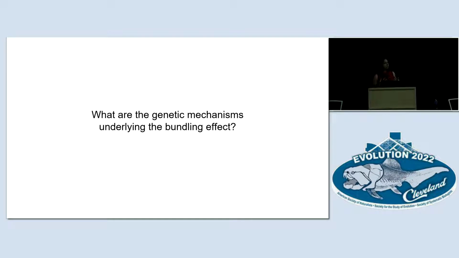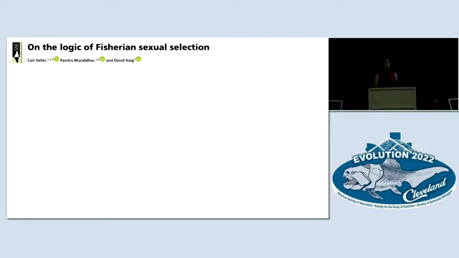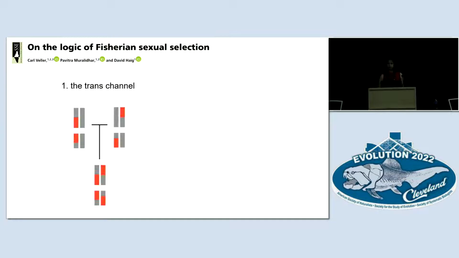So with this, we established that, okay, the bundling effect is real and it seems to be playing an important role in the purging of introgressed ancestry. But we also really wanted to dig into the genetic mechanisms that underlie this bundling effect of assortative mating. And to do this, we turned to work done in a slightly simpler setting of two locus Fisherian sexual selection. In this previous work, we had identified two distinct mechanisms, or two distinct channels, through which sexual selection occurs. And I'm going to present those two channels to you in the context of assortative mating now.